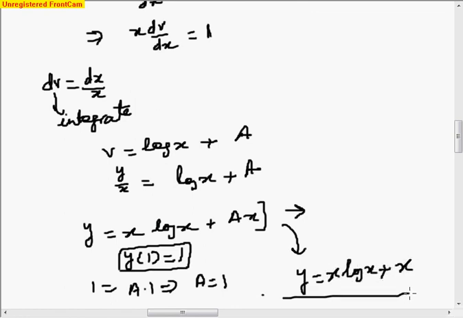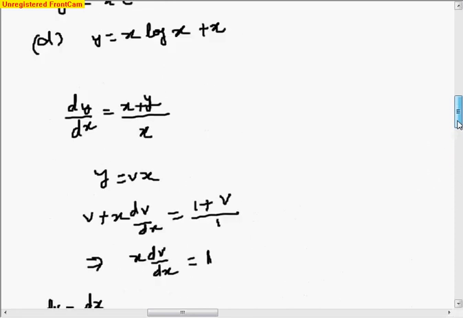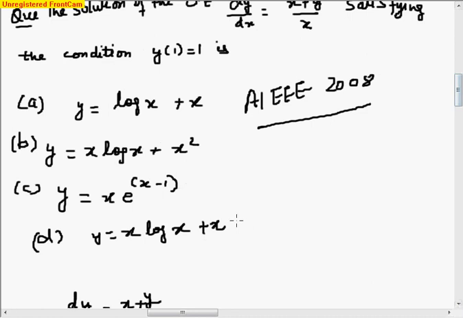Which option? This is the D option, x log x plus x. So you can see this is the correct one. So you can see how easy the questions you'll get.